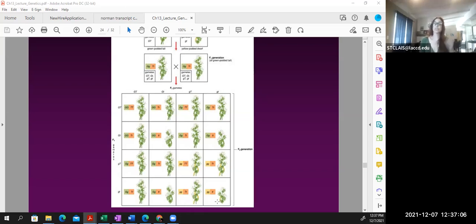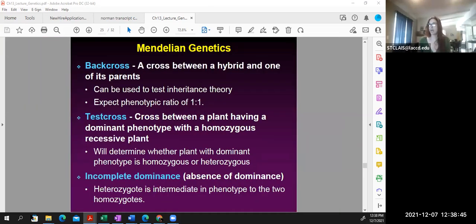Finally, just 1 out of 16 times, we get our individual with all homozygous recessive, I should say homozygous for color and for height. So we have the yellow podded short individual. Okay, let's take a look at the back cross in more detail.